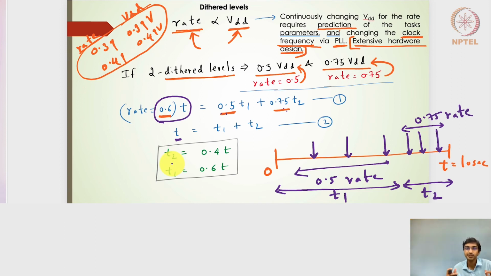So what we have done in this particular slide is, we want to configure the 0.6 rate for a particular task, right? But because the 0.6 rate configuration and its rail voltage are not available, we will use the 0.5 rate, configure the task at 0.5 for some amount of time t1, and then switch to the 0.75 rate for the t2 interval, which will sufficiently give me the 6 switchings in 10 seconds.